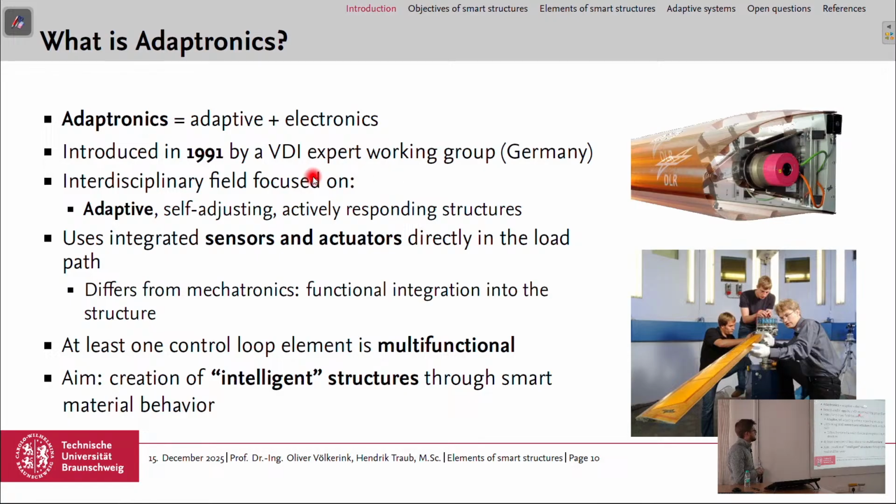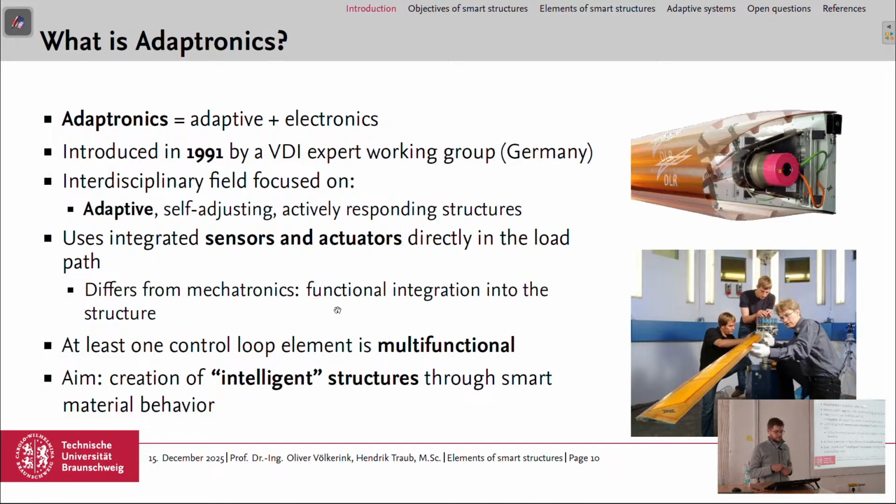And this interdisciplinary field focuses on adaptive, self-adjusting structures which can actively respond and react, as seen on the slide before, with integrated sensors and actuators directly in the load path. So it is part of the load-bearing structure. And this is the difference to mechatronics. We have the functional integration into the structure.